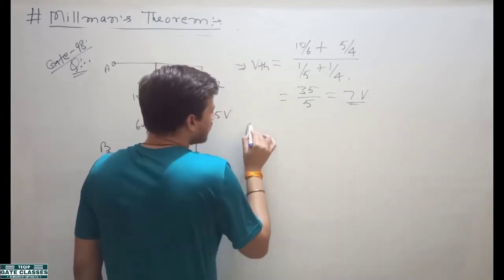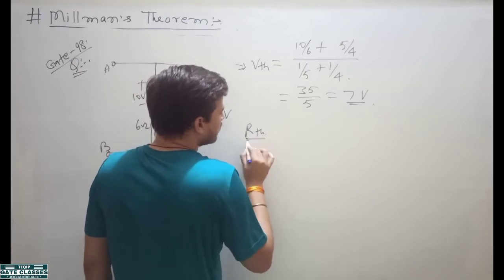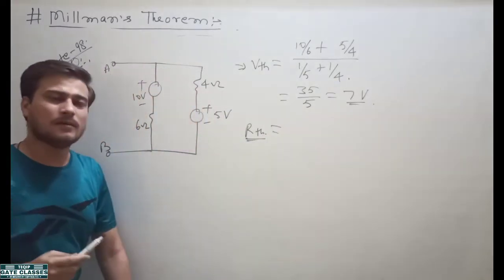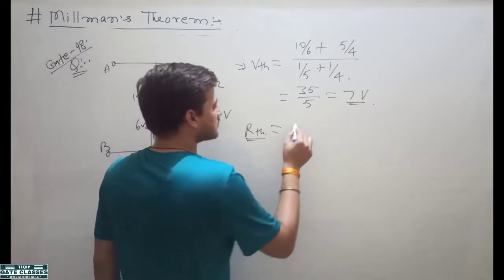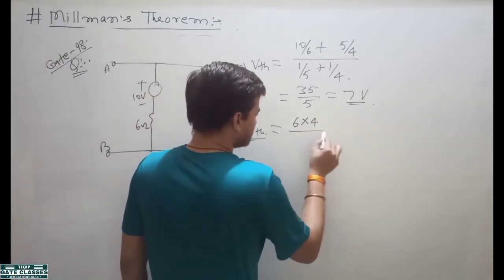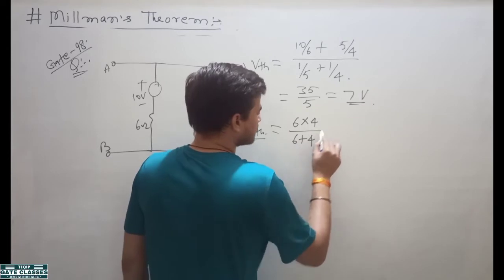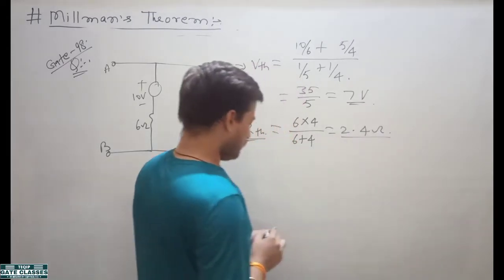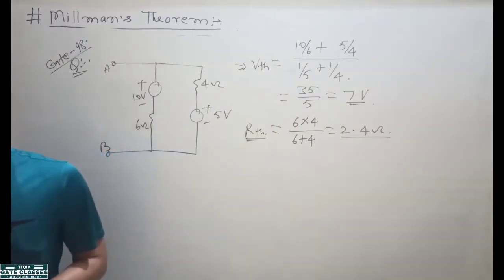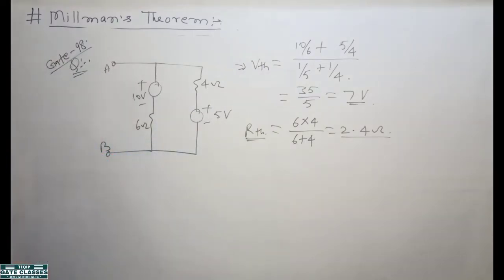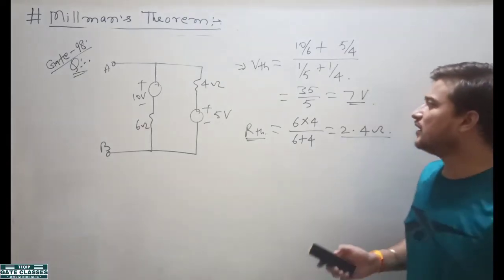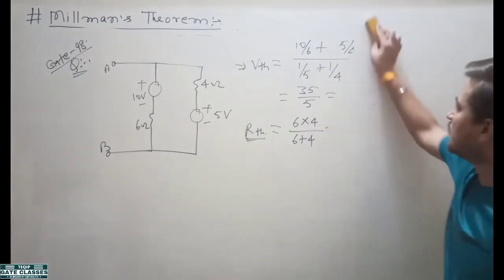Now RTh. For RTh it will be how much? These two resistors will be connected in parallel. So when these two resistors are connected in parallel, 6 into 4 divided by 6 plus 4, it will be equal to 2.4 ohm. Clear? So you got the answer of the question asked in GATE 1998.